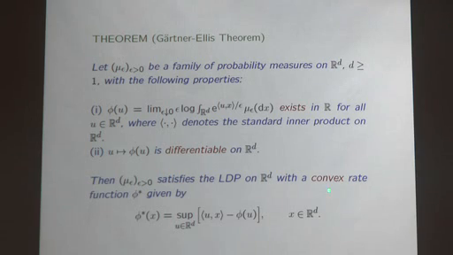What is also noticeable is that this object is automatically a convex function on R^d. I'm not saying it's strictly convex, but it's convex. And in general, rate functions need not be convex. Of course, you need to be in a vector space to be able to talk about the notion of convexity, but rate functions need not be convex.